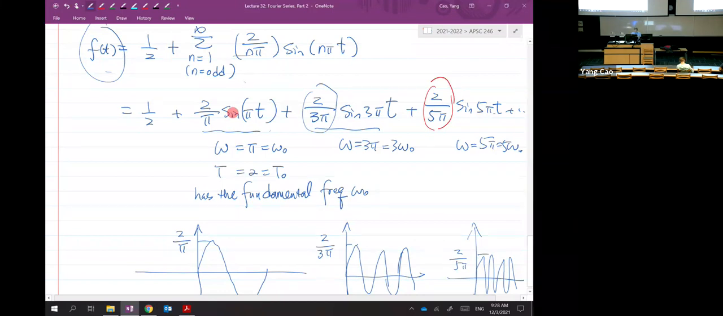Okay. And also you can kind of picture in your head that because the amplitude is decreasing, the contribution of each one of the terms is not quite equal. Of course, this term has the highest amplitude, so its contribution compared to the other terms is probably more significant than the others.